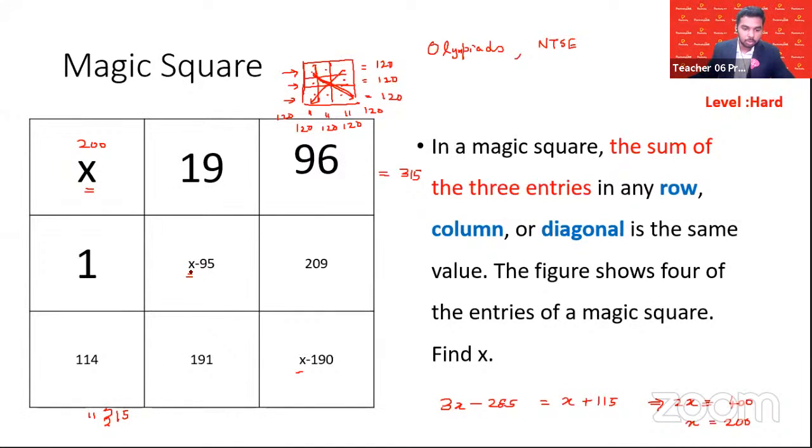Similarly, you can substitute x equal to 200 here and figure out this number is nothing but what? 115. No, it's 105. And you can figure out that this is also adding up to 315. So that is an exercise that you can do at home.